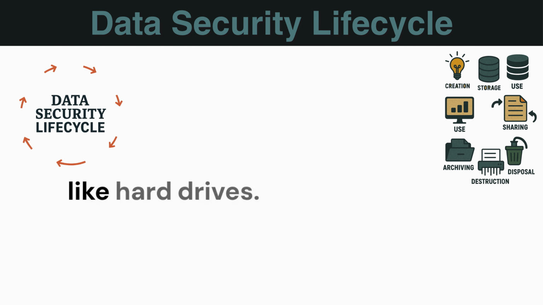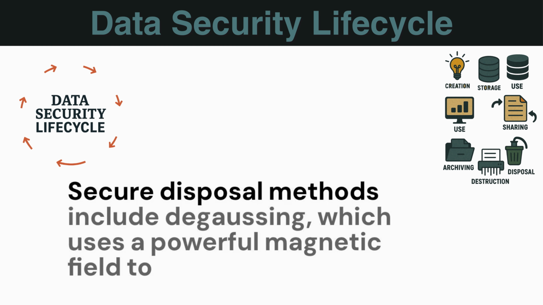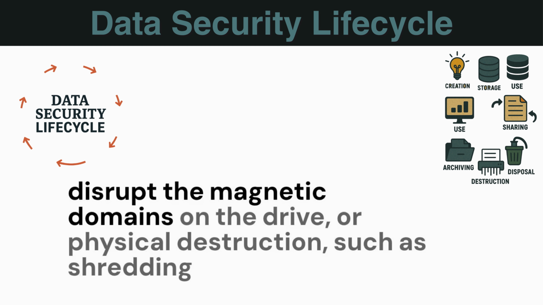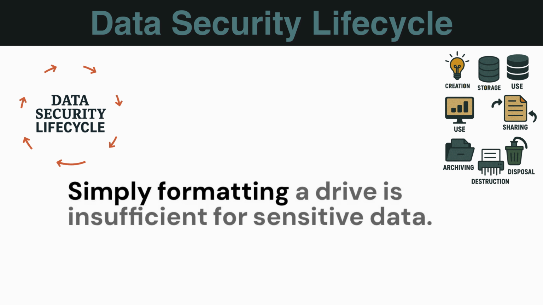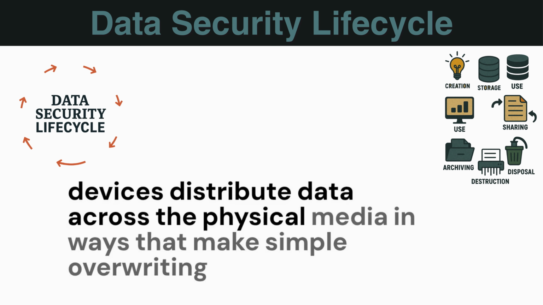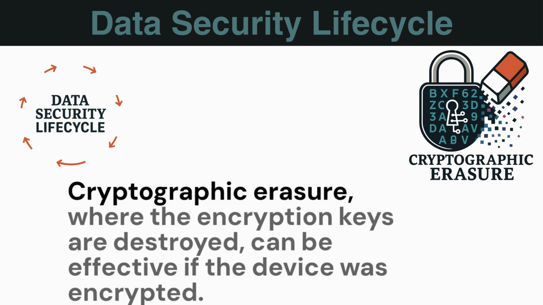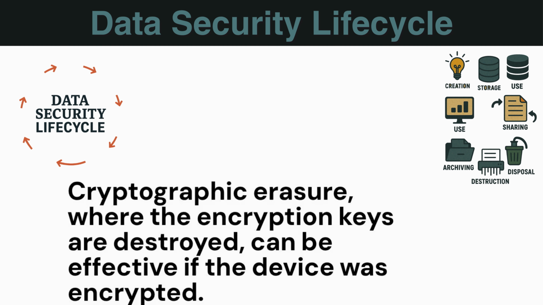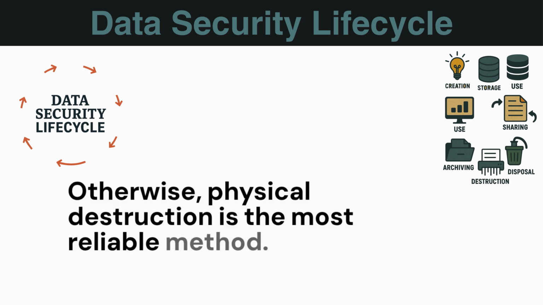For magnetic media like hard drives, secure disposal methods include degaussing, which uses a powerful magnetic field to disrupt the magnetic domains on the drive, or physical destruction, such as shredding or crushing. Simply formatting a drive is insufficient for sensitive data. For solid state drives and flash media, disposal is more challenging because these devices distribute data across the physical media in ways that make simple overwriting less effective. Cryptographic erasure, where the encryption keys are destroyed, can be effective if the device was encrypted. Otherwise, physical destruction is the most reliable method.